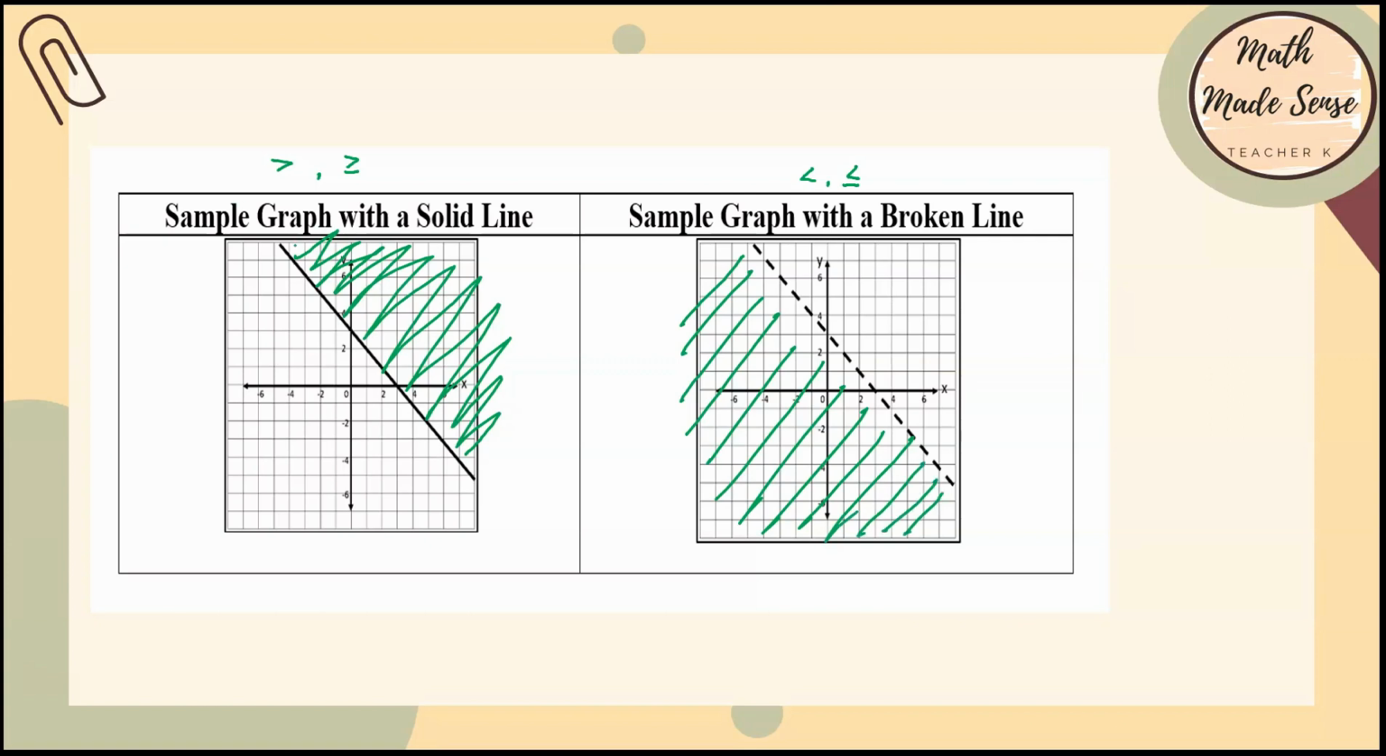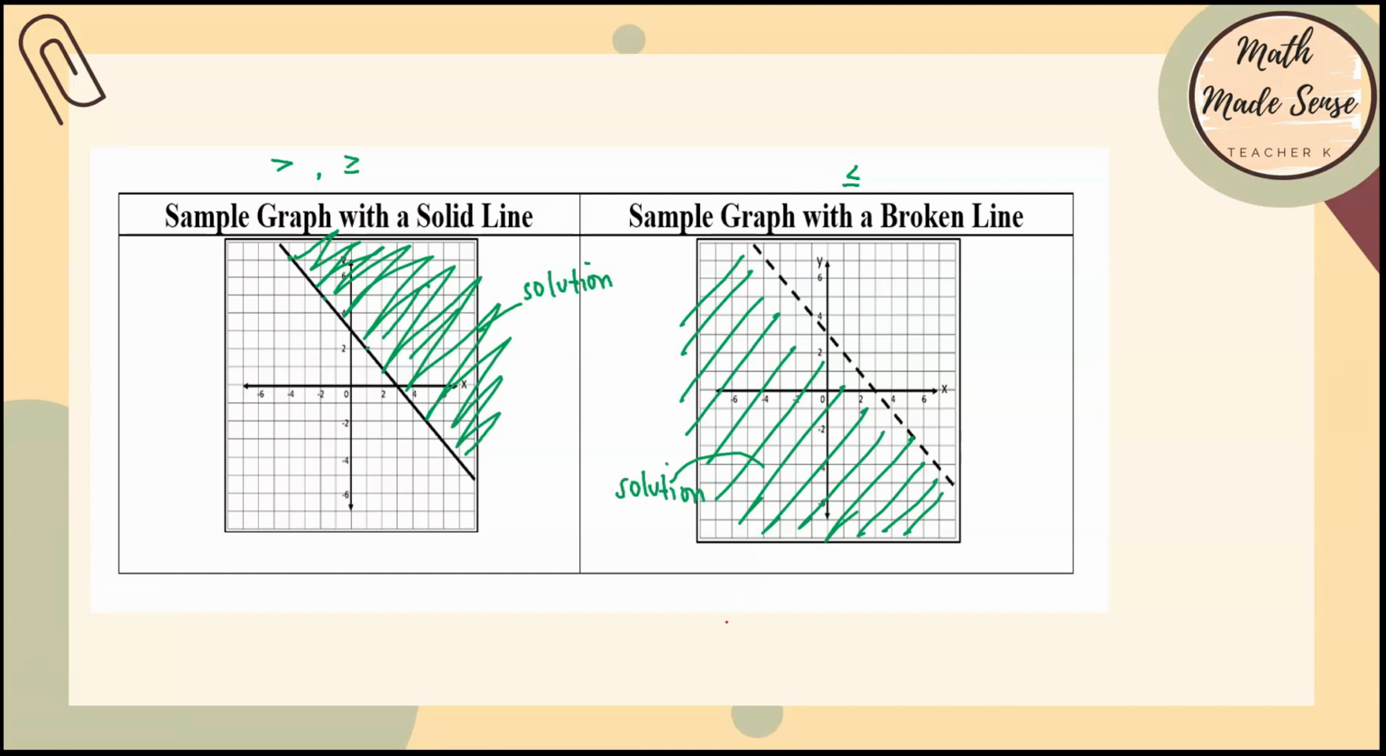In a graph with a solid line, all the points that lie on the solid line or the plane divider and all the points that lie on the shaded region contain the solution of our inequality. And for a sample graph with a broken line, the points that are included in the plane divider, which is a broken line, are not included in the solution. Only the points that are in the shaded region.